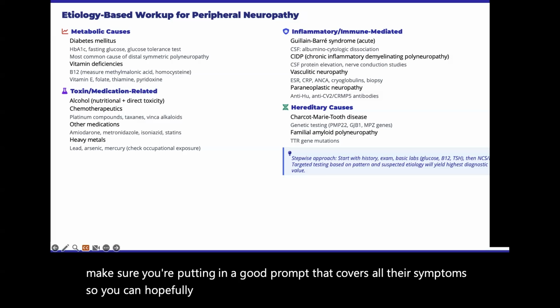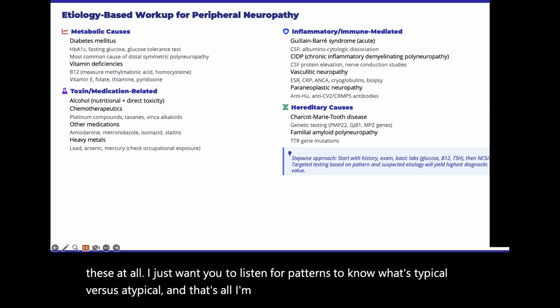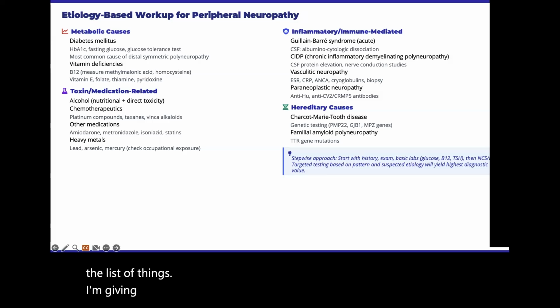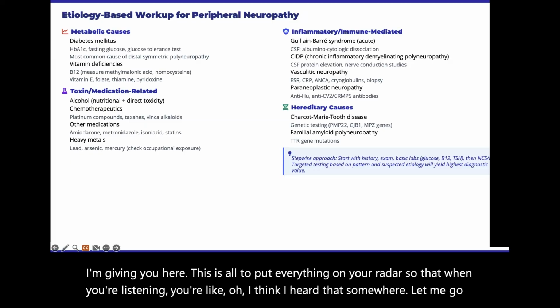I'm not expecting you to memorize all of these at all. I just want you to listen for patterns to know what's typical versus atypical. And that's all I'm looking for. So don't get overwhelmed by the list of things I'm giving you here. This is all to put everything on your radar so that when you're listening, you're like, oh, I think I heard that somewhere. Let me go talk to my AI chatbot and I can look things up.